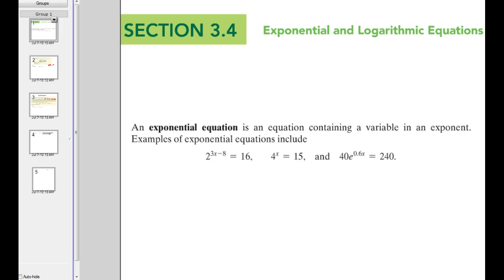Hello 171 class, this is your notes for part 1 of section 3.4. We're going to talk about exponential log equations. In this first part we'll talk about exponential equations.